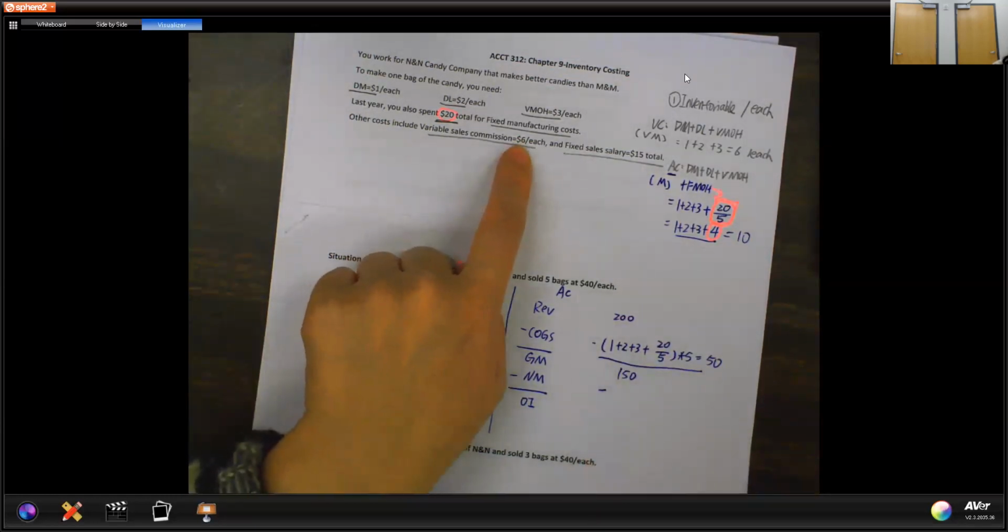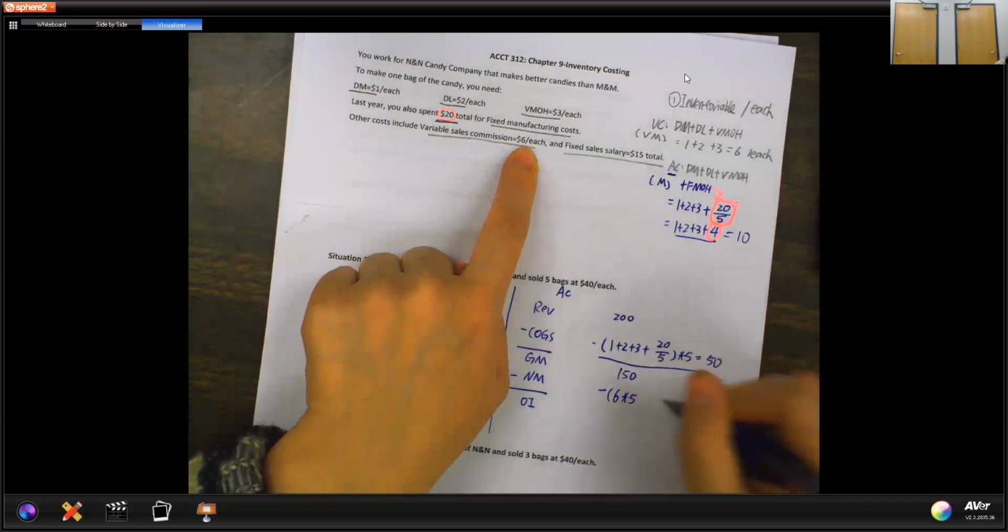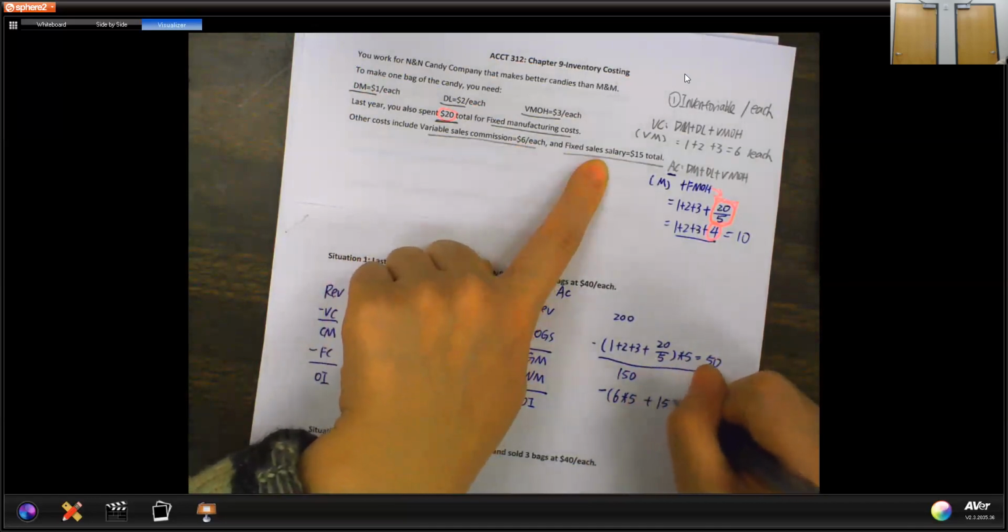Gross margin 150. Subtract the non-manufacturing. Non-manufacturing is variable sales administrative, 6 times 5, plus your fixed sales administrative. So total will be 105. Operating income under variable costing and under absorption costing are the same, right? Why are they the same?